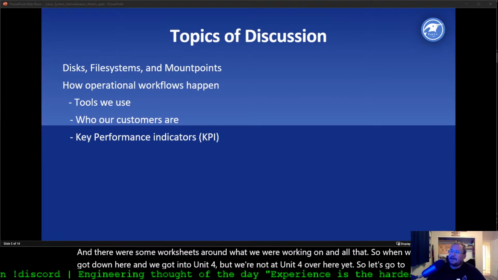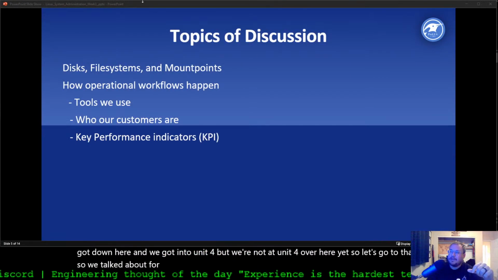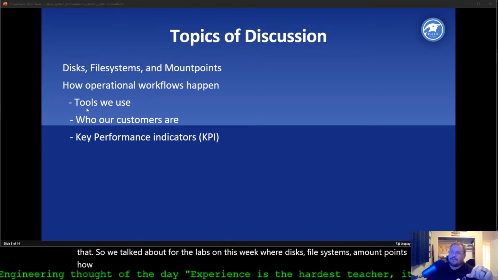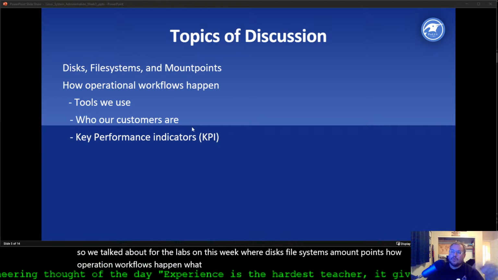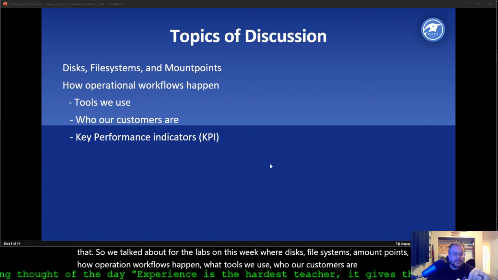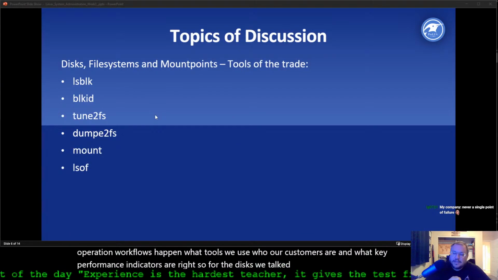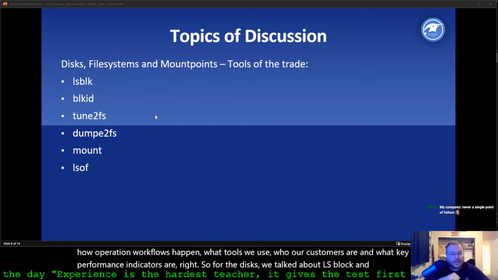So we talked about, for the labs this week, disks, file systems, and mount points, how operation workflows happen, what tools we use, who our customers are, and what key performance indicators are, right? So for the disks, we talked about lsblk and blkid to kind of see what's going on.